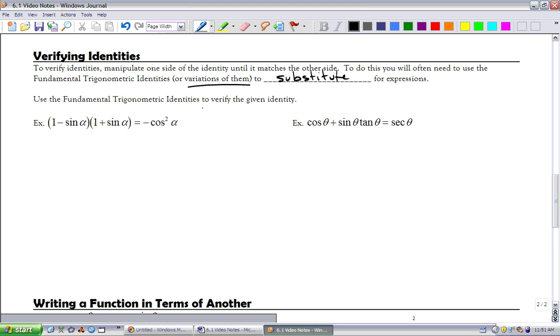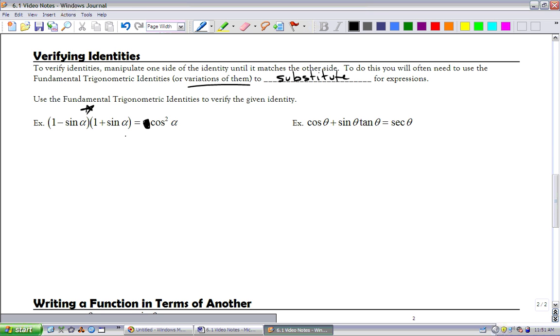It says use the fundamental trig identities to verify the given identity. I have this minus on here. This should really be a plus. Sorry, so it's just positive cosine squared. Okay, so what we're going to do, we could work either side of this identity and make it into the other, however you want to do that. I'm going to choose, in this case, to work on the left-hand side. You could work on the right-hand side if you wanted. But once I determine that I'm going to work on the left-hand side, I can only manipulate that side.